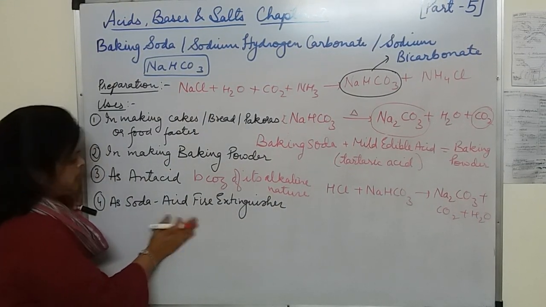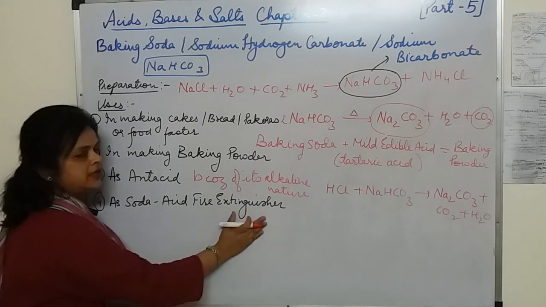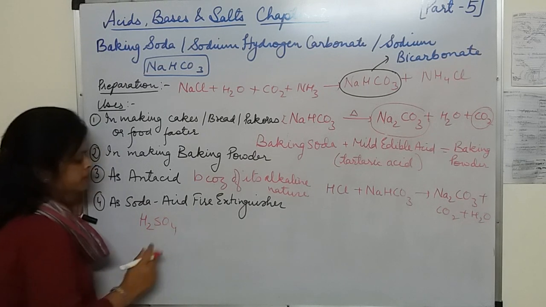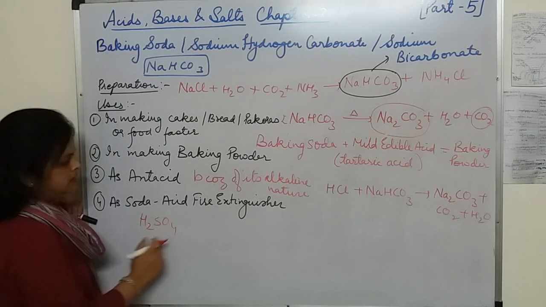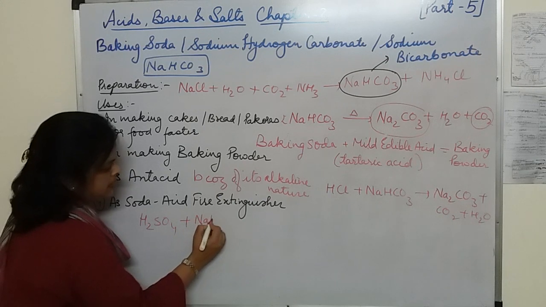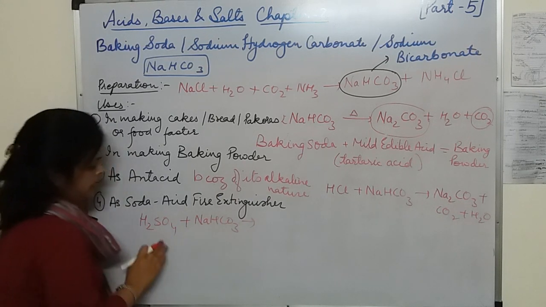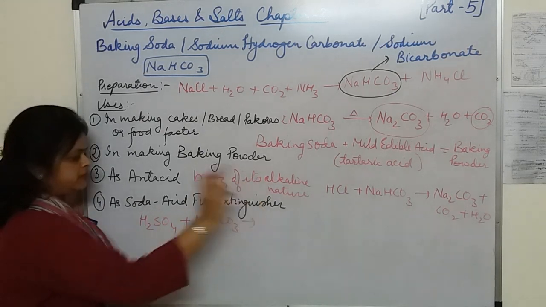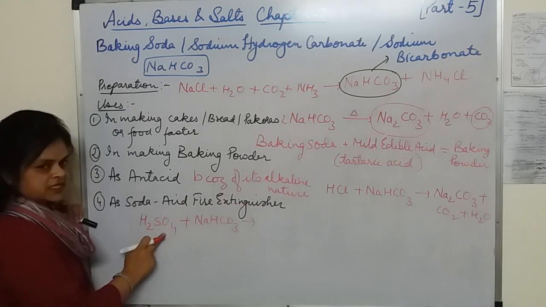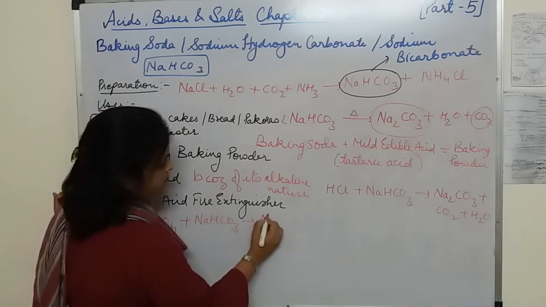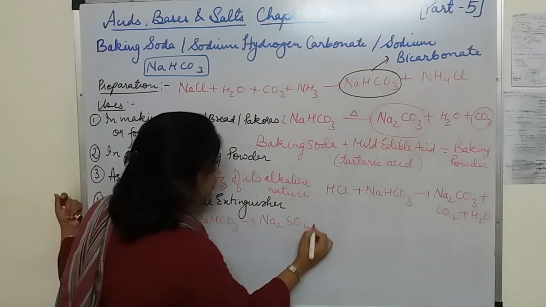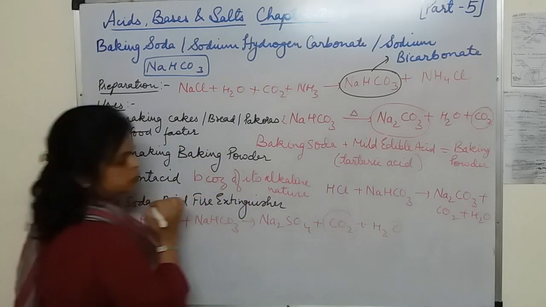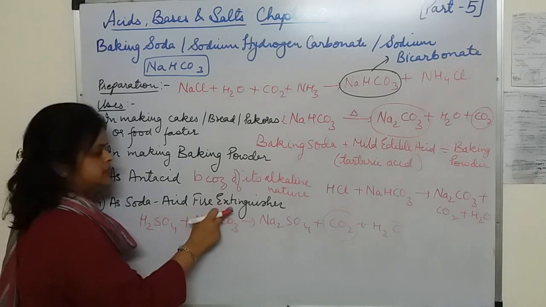And the last use is as a soda acid fire extinguisher. Here we are taking H2SO4, sulfuric acid, which combines with NaHCO3. Again acid plus bicarbonate, so the products will be salt, carbon dioxide and water. Which salt is going to form? Na and sulfate, so the formula will be Na2SO4 along with carbon dioxide and water. And here the CO2 formed is used as a fire extinguisher.